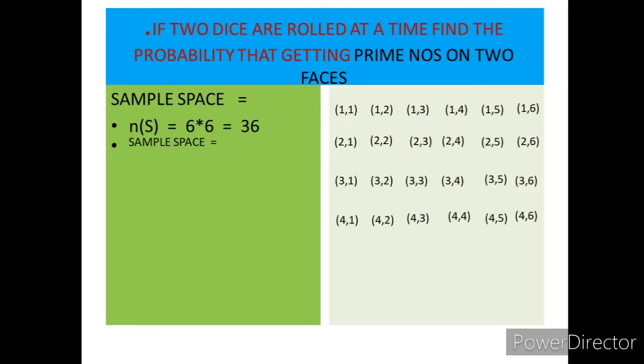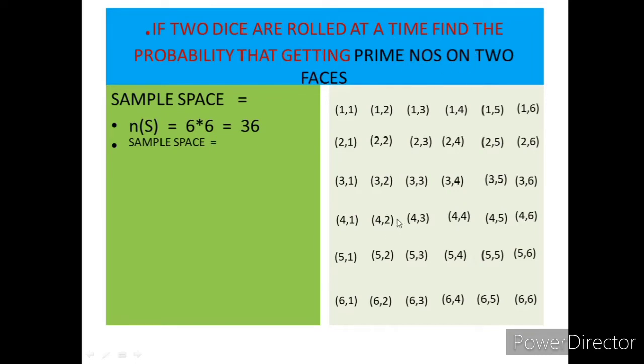This is our sample space when two dice are rolled. Therefore here, what is the event? You have to write down the event. What is the event? Prime numbers on two faces. So where can you find prime numbers on two faces? You see here, take this 1 comma 2. Here 2 is a prime but 1 is not a prime, so it is not suitable for our event. Suppose you take 2 comma 3: 2 is a prime number, 3 is also a prime number. Therefore you have two prime numbers on two faces. It is a suitable outcome for our required event.